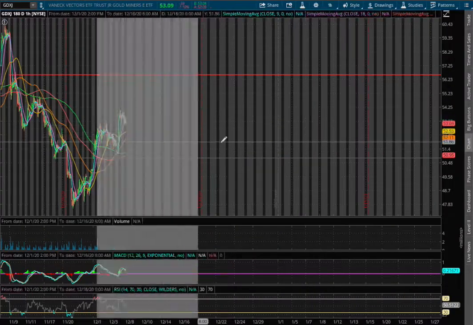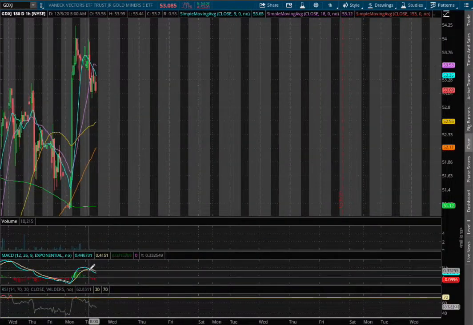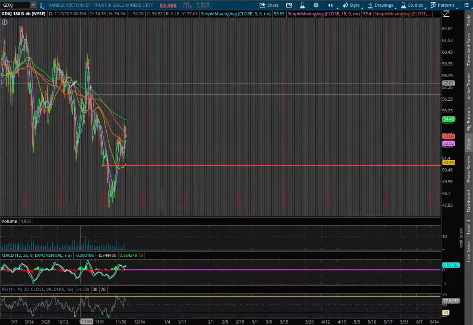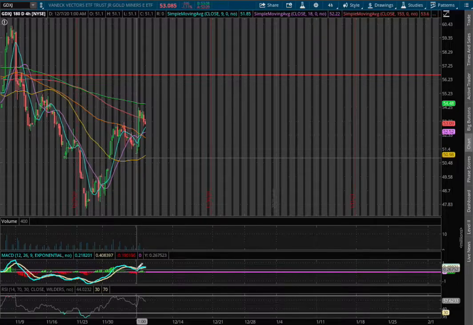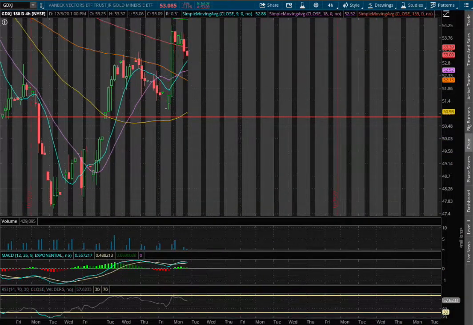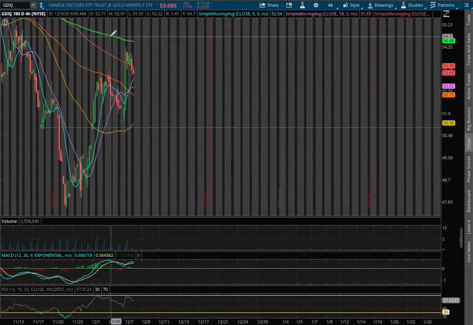What we have here is we remain in positive MACD, but we did see it diverge and we're off of overbought levels with the RSI. As we extend out to the 4 hour chart, we still remain in positive MACD and still near overbought levels with the RSI. And we have yet to test the 200 moving average, this green line, at the price of $54.48.